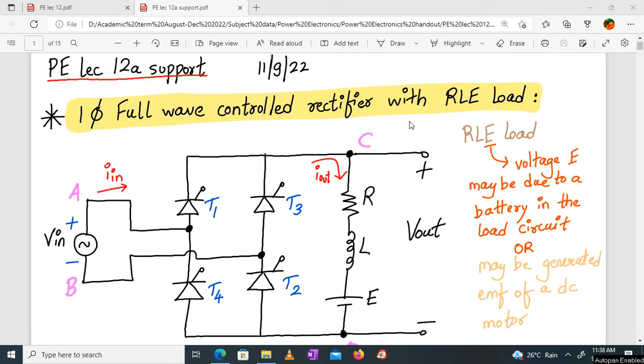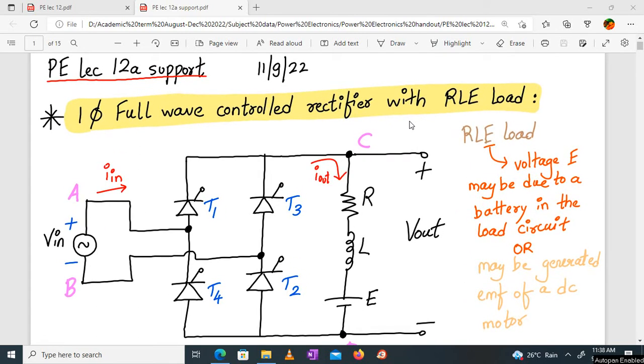Okay, so hello everyone, welcome to Power Electronics lecture number 12A. The first topic which we are going to cover is single phase full wave control rectifier with RLE load. Write down the main heading: single phase full wave control rectifier with RLE load.